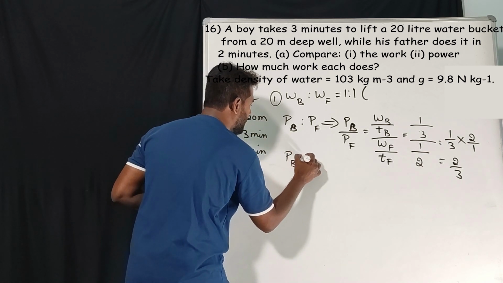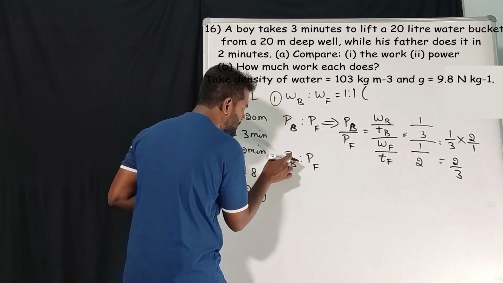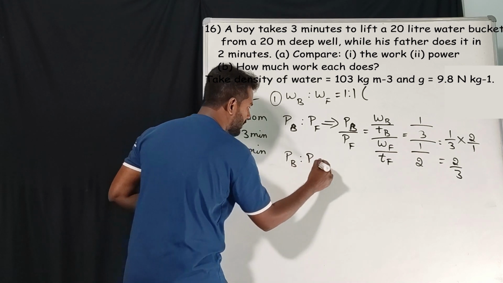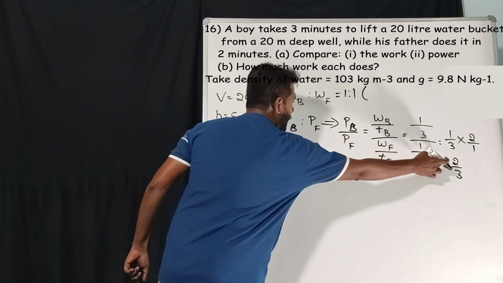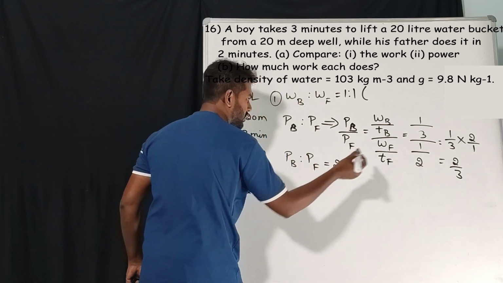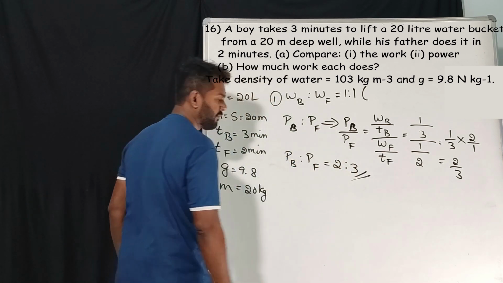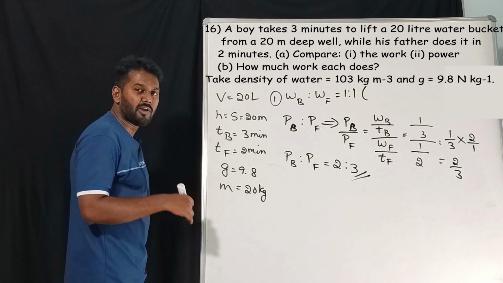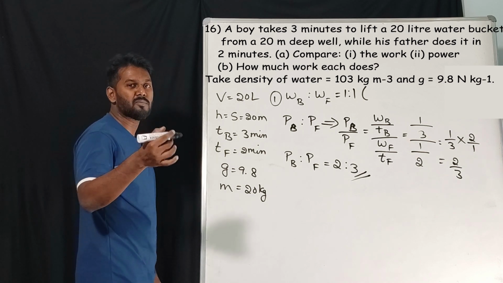Now I have a fraction. I will write it in the form of a ratio. So PB is to PF, power spent by the boy is to power spent by the father, is equal to: write the numerator value first, then is to the denominator value. That's it.